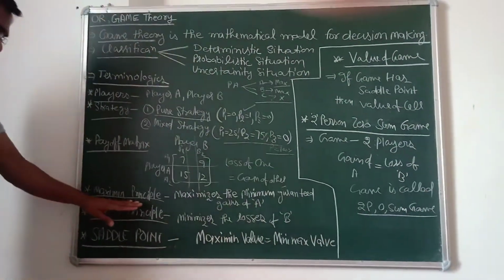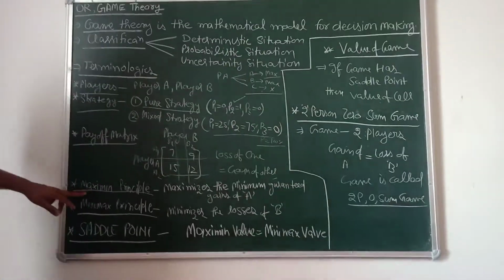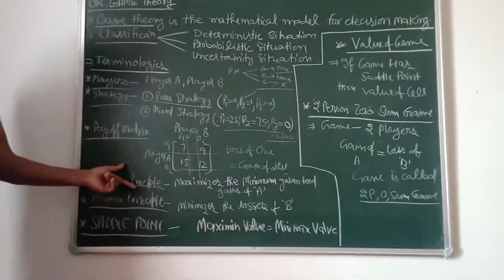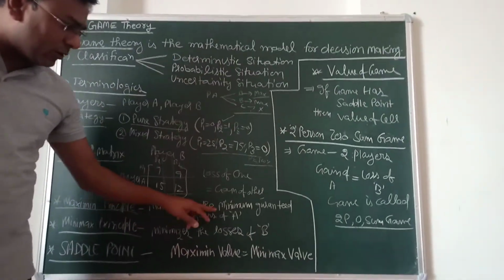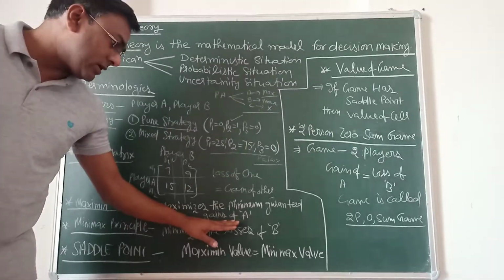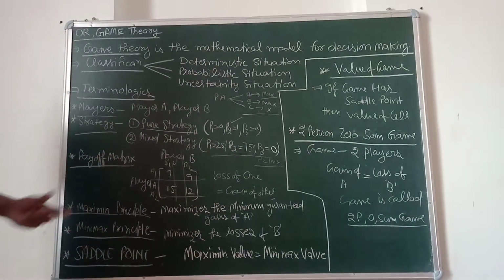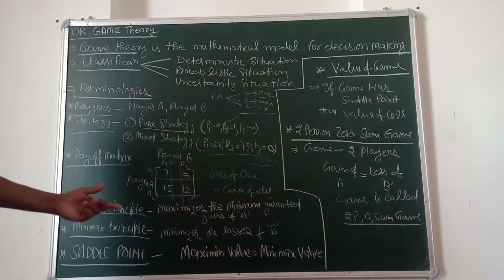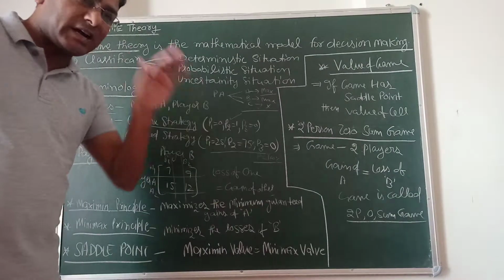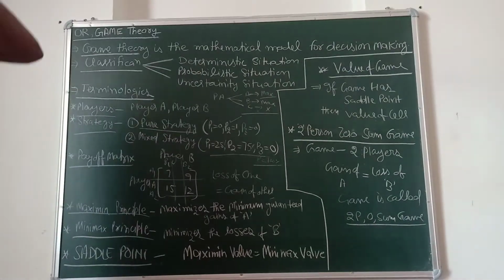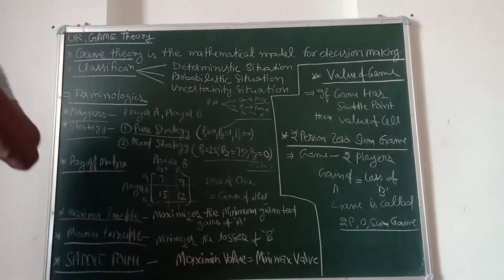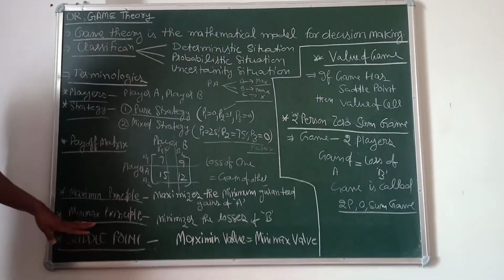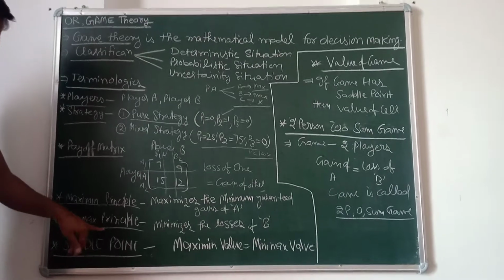Now next is the maximin principle. This is a combination of two words, maximum and minimum. The maximin principle shows the maximization of the minimum guaranteed gains of A. So suppose that player A is the winning player, so the maximin principle always tries to maximize those minimum gains. Similarly, the minimax principle is for the player who is losing the game.